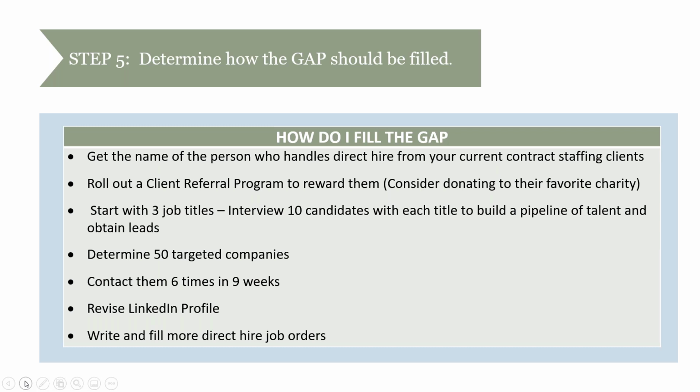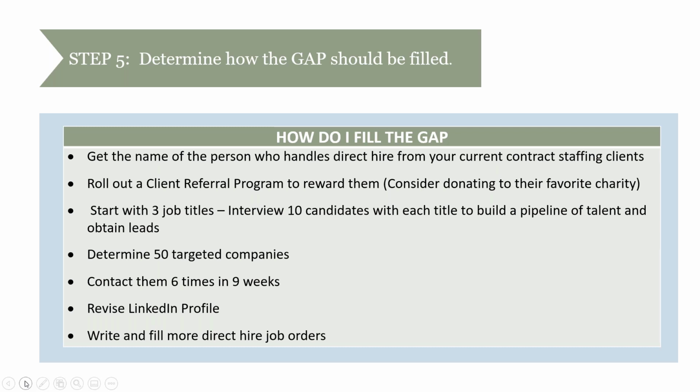Consider donating to a favorite charity of your current contact if they identify the person who hires direct hires. Once you make a placement, you donate to their charity. Start with 3 job titles. Interview 10 candidates with each title to build a pipeline of direct hire talent and obtain leads while you're interviewing them. Determine 50 targeted companies. Contact them 6 times in 9 weeks.